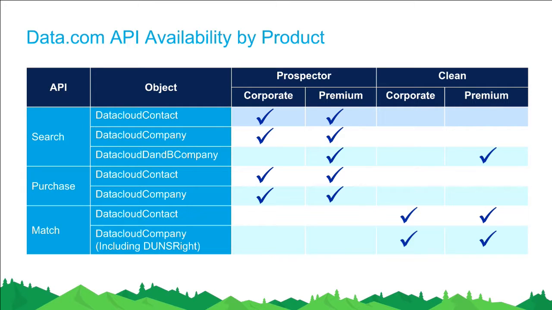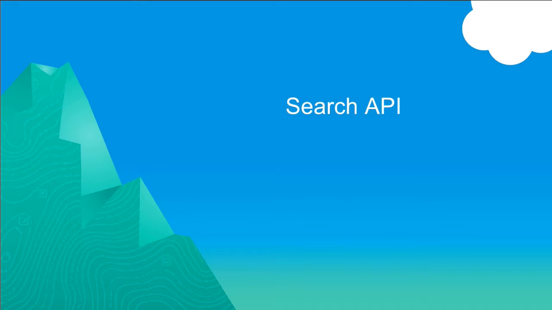And finally, we do have the match APIs. For customers who are familiar with Data.com Matching and D&B Matching, both those matching technologies are available in the match API. So what I'm going to do here is start with the search API, and quickly jump into examples, which start making more sense over here.